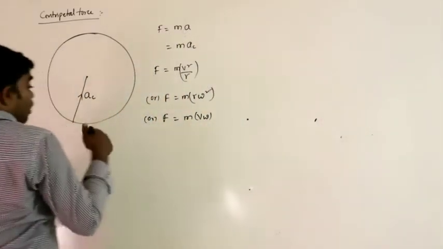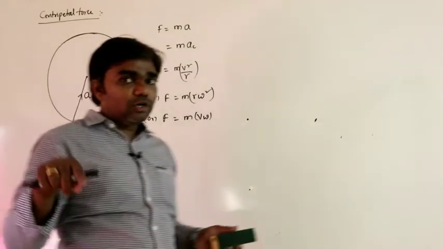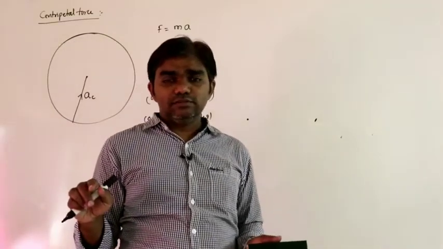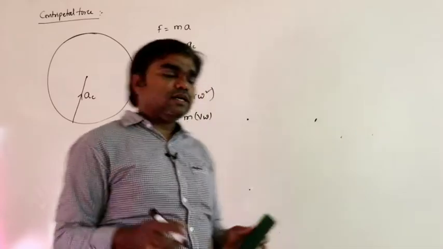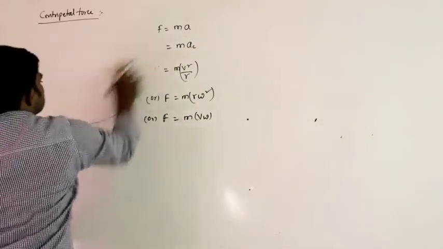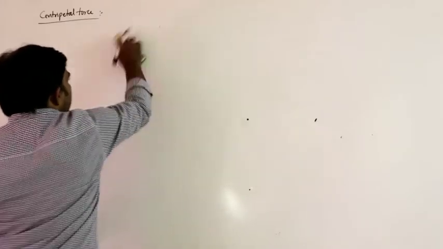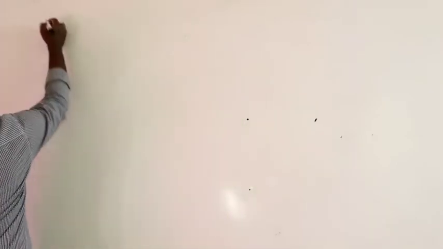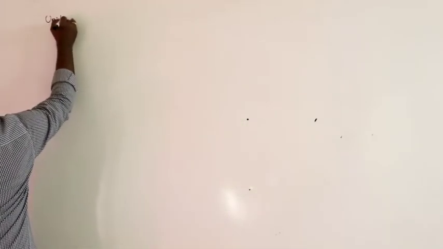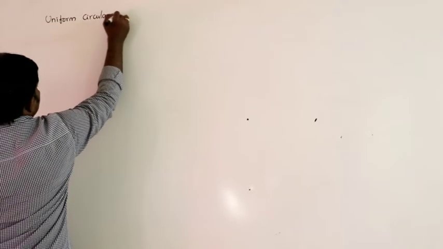Now, how many forces act on the body when the body is performing circular path? How many types of forces? Let us discuss that. Here we have two types of circular paths. One is uniform circular motion, another one is non-uniform circular motion. First one is uniform circular motion.